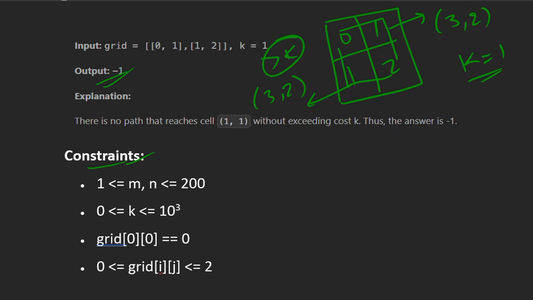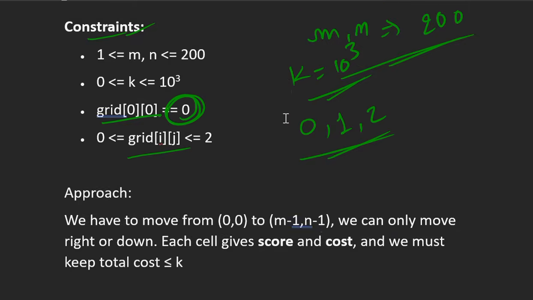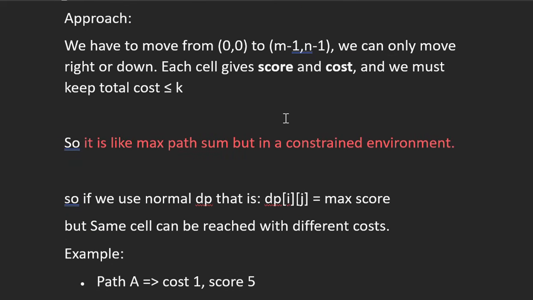So let's see the constraints. For the constraints we have m and n, that is the number of rows and number of columns, can be up to 200, right? And k can be up to 10 power 3, and grid of 0, 0 will always be 0, and each value of grid of i, j can be either 0, 1 or 2, which is mentioned in the question. So let's see the approach.